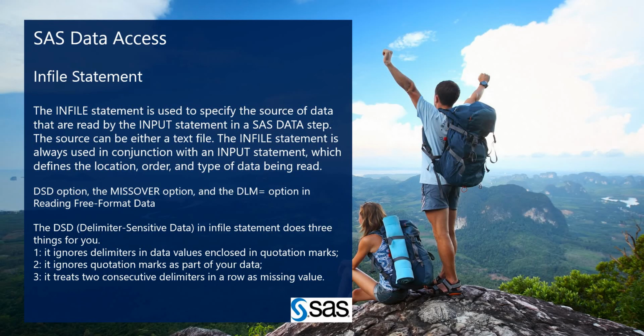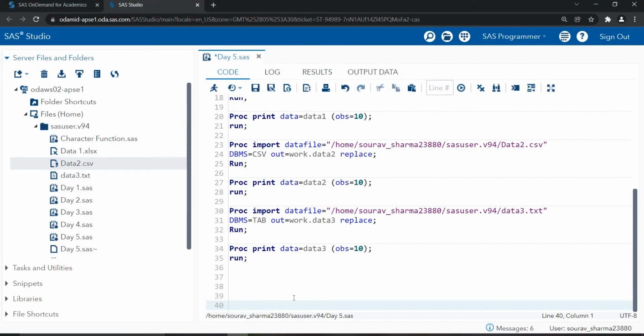The infile statement is always used in conjunction with the input statement, which defines the location, order, type, and data being read. The DSD option stands for delimiter sensitive data. We also use the MISSOVER option and the DLM option for a particular delimiter if you have one. The DSD option does three things for you: it ignores delimiters in values enclosed in quotation marks, it ignores the quotation marks as part of your data, and it reads two consecutive delimiters in a row as a missing value. Let's see the example for the infile statement. So how do we write it?